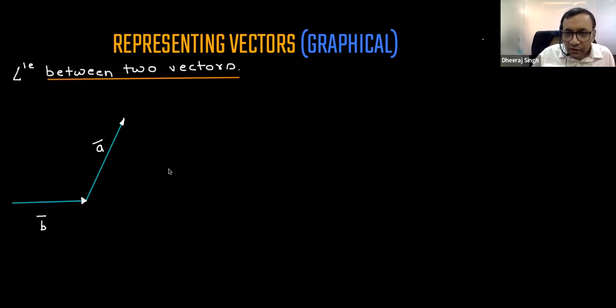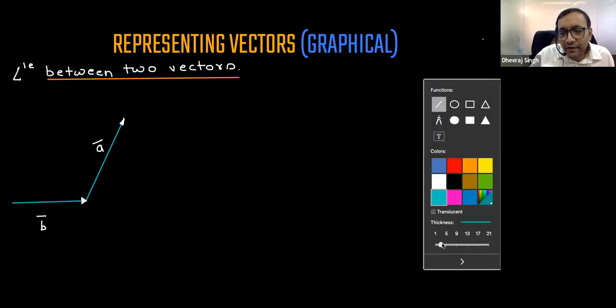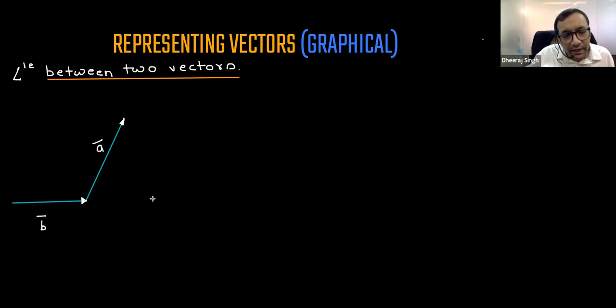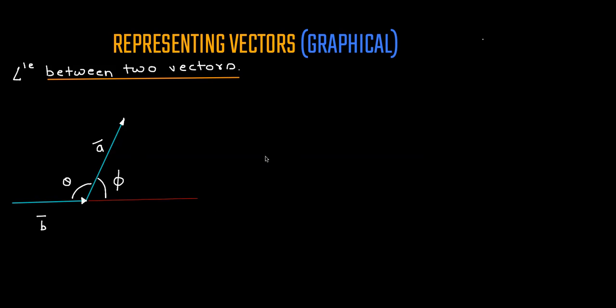Fine. Now, you just leave a little bit of space and move forward. Okay. Now tell me, what is the angle between A and B as far as this example is concerned? Is the angle between A and B this, theta or phi? What do you think is the angle between A and B?